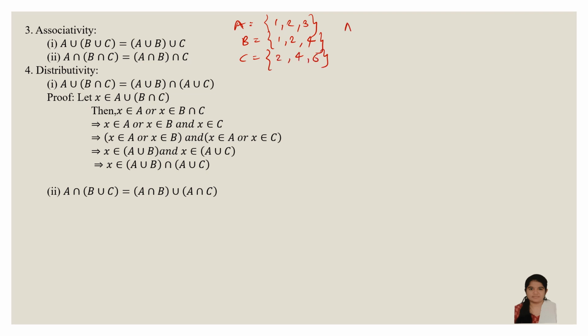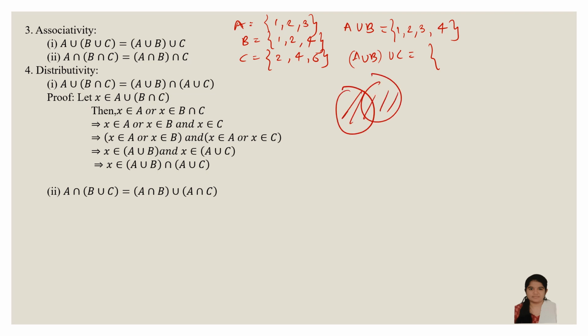So together, let us see what A union B will be. A union B will be 1, 2, 3, 4. And what will A union B union C be? A union B is one set and C is one set, and together all the elements, so 1, 2, 3, 4 and 6 will be the set we obtain. Similarly, suppose we find B union C first. So what will B union C be? B union C will be 1, 2, 4 and 6.